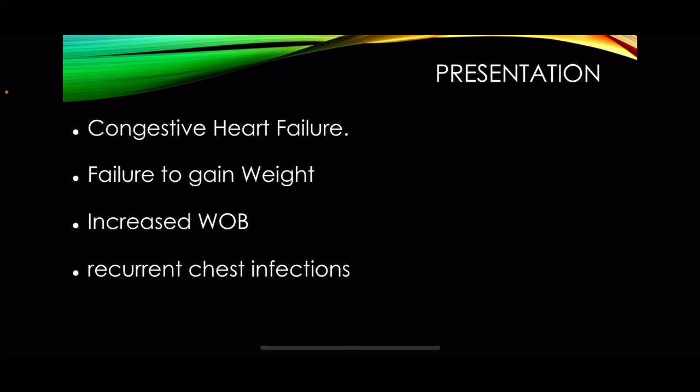So the child may have increased work of breathing, and if the child has increased work of breathing, he is consuming all the caloric intake he has just in the breathing, so this child will not be able to gain weight. Also, the increased work of breathing will prevent the child from getting his feeding, so it will affect the growth and the gaining of weight as well. So increased work of breathing, failure to gain weight, and recurrent chest infection because of the wet lung.